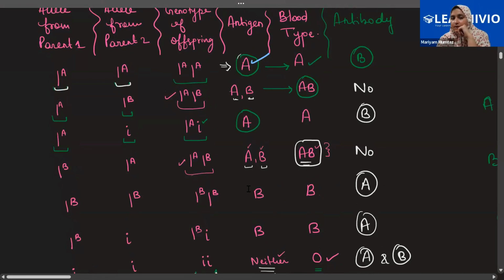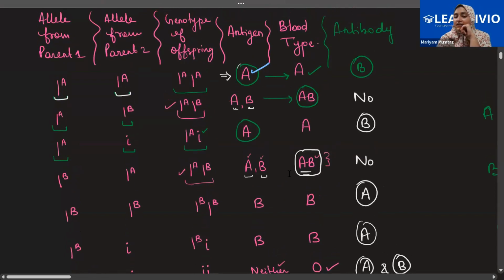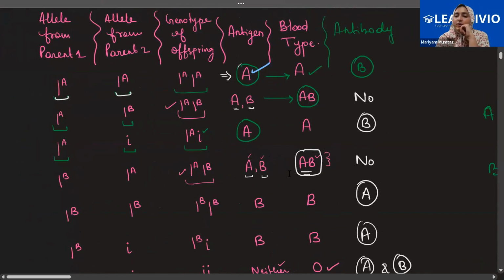The universal recipient, the one that can take blood from any blood group, is the blood group AB. Why? Because it does not have any antibodies present. The O blood group cannot take.